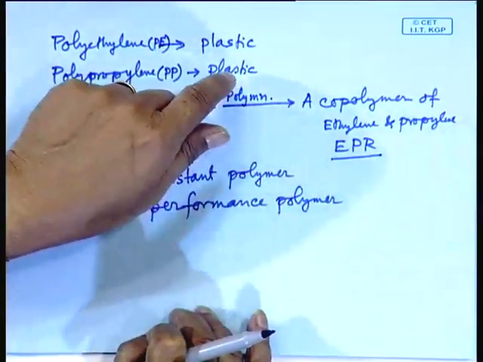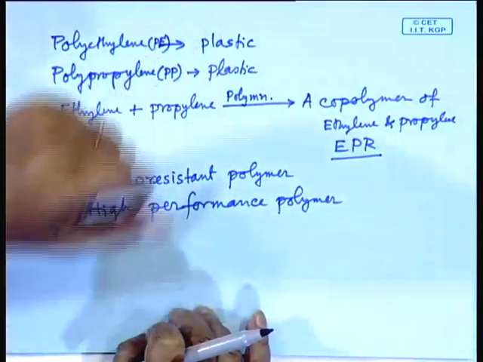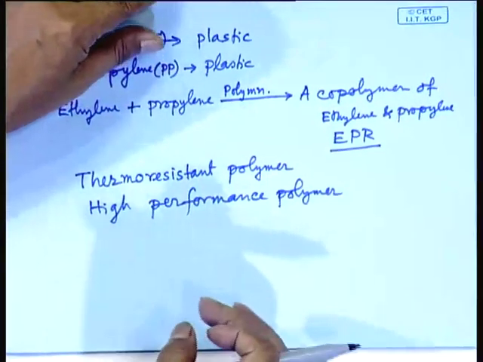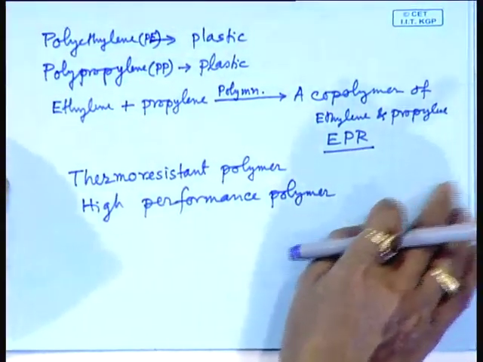As I told, this ethylene propylene copolymer is a rubbery material. I do not have a rubber. If you go back to history, I am not very good in history. Somehow I passed my school examination in history. But during the Second World War, what happened to Germany? The United States stopped supply of natural rubber to Germany. What will they do? They need rubber for making tires.